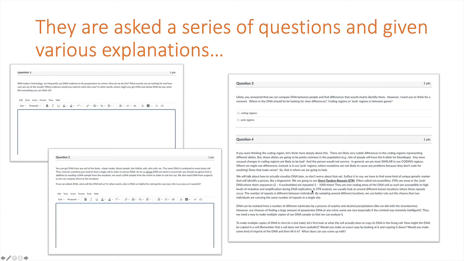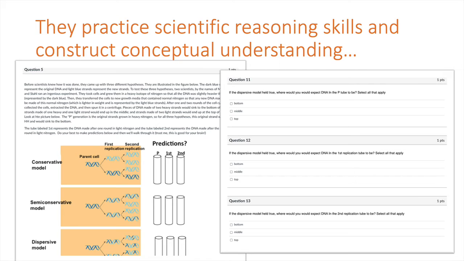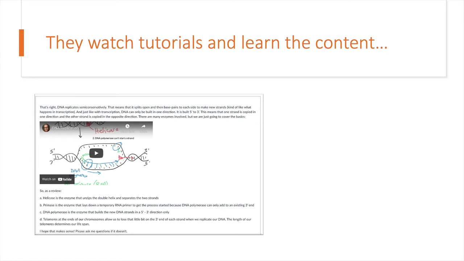I'm introducing them to short tandem repeats in the DNA. I'm giving them definitions. They are reading, but every few questions they pause and have to answer something. We have them go through experiments, classic experiments. This is the Meselson and Stahl experiment. So they're actually making predictions, using scientific reasoning skills as they're trying to construct this understanding of what we're talking about. I also embed tutorials.